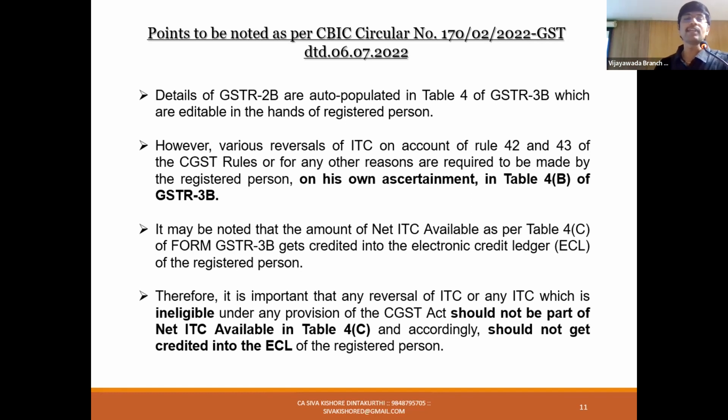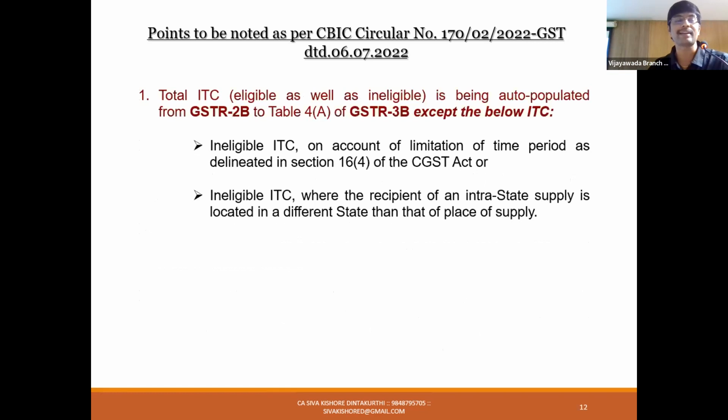Therefore, it is important that any reversal of ITC, any ITC which is ineligible under any provision of the CGST Act should not be part of net ITC and accordingly should not get credited to ECL. So they are asking you to include only in 4A5, immediately remove from 4B1 as a part of permanent reversal, so it will not get credited into the electronic credit ledger. If you don't do it, it will go into the electronic credit ledger, which will tantamount to availment of the ineligible credit. So again, there is a column 4D1, 4D2 that we have not touched.